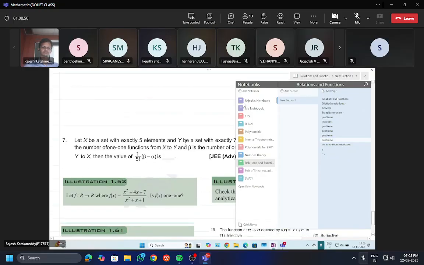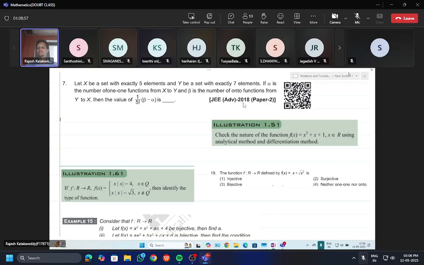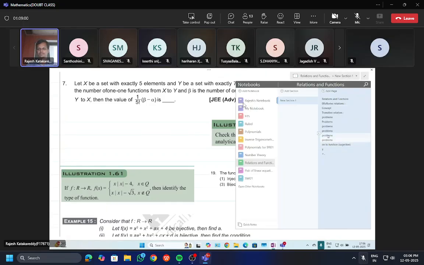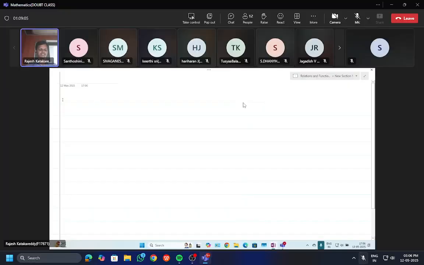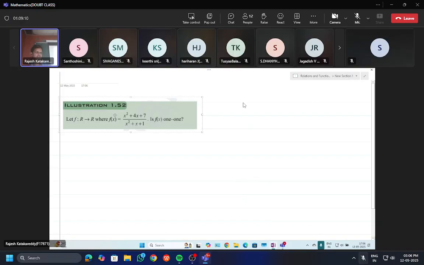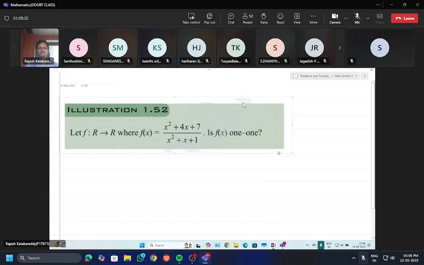Yes, sir. One moment. See, there is a problem given here. One moment. I'll copy and paste in some other slide so that it will be better for you. I suggest everybody who is attending this class, give one try and tell me whether it is a 1-1 function or not. What I am guessing here is the given function is most probably not 1-1. Not sure. This is just my guess.